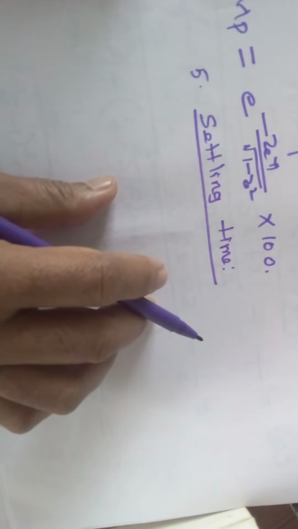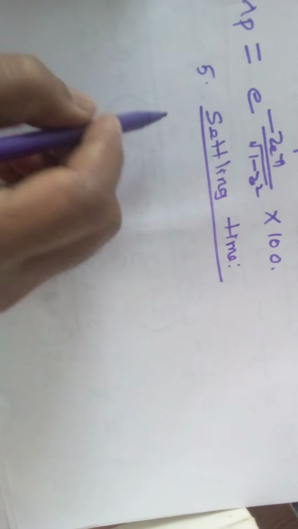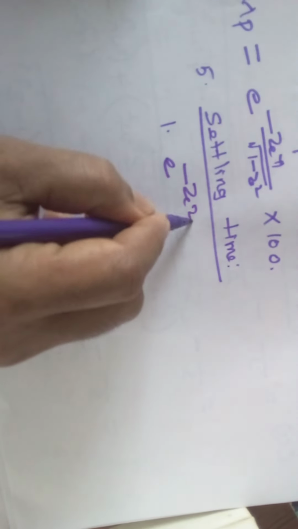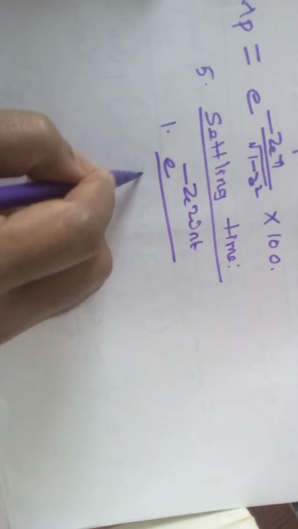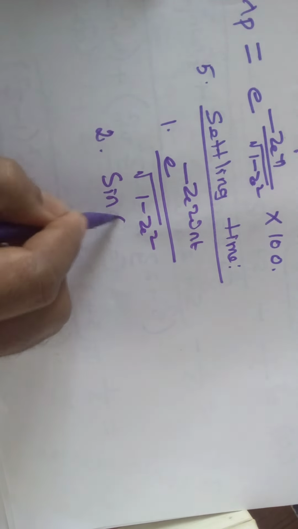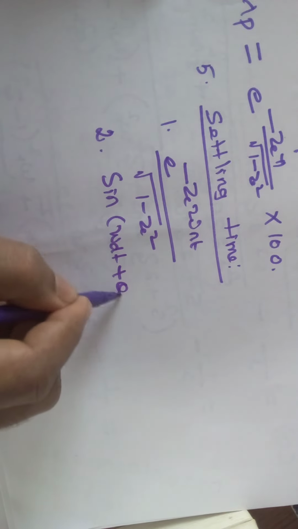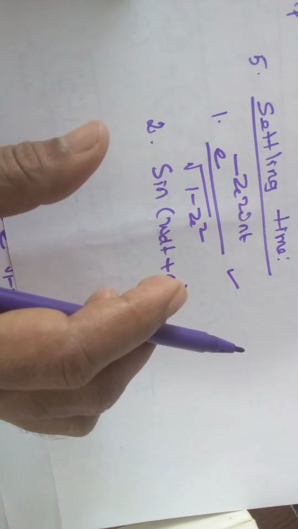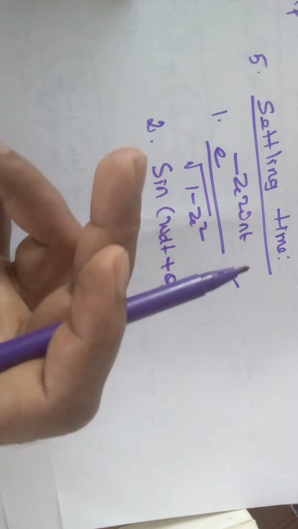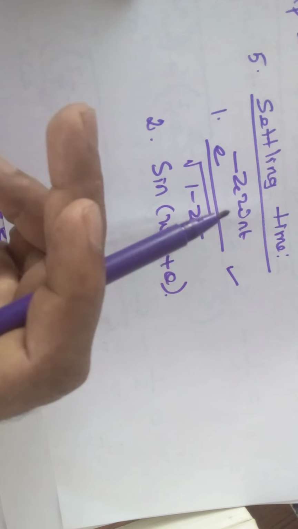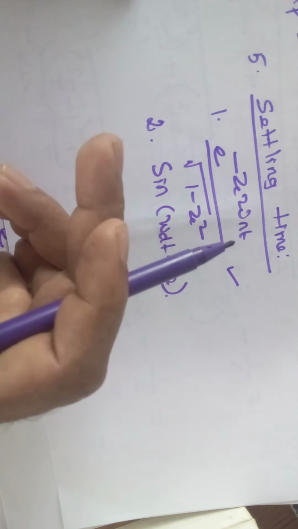What is settling time? The response of the second order system, already we have seen, it has two components. The first component is e power minus theta omega n into t divided by square root of 1 minus theta square. This is first component. Second component is sin omega d t plus theta. Understood? So in this, the decaying exponential term dampens or reduces the oscillations produced by the sinusoidal components, right? So therefore the settling time is decided by the exponential component.